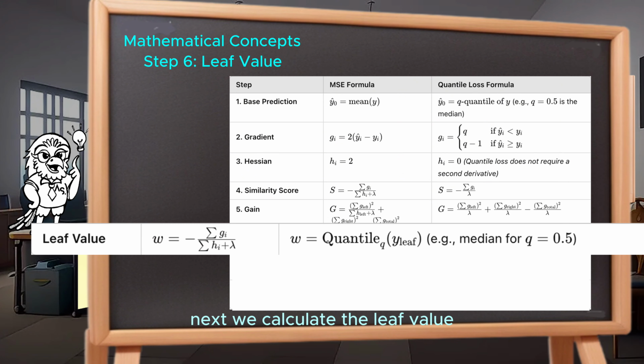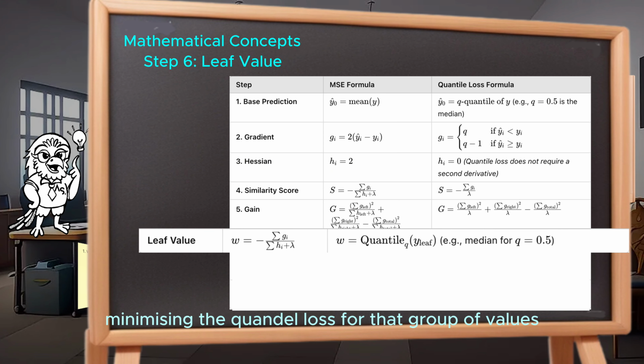Next, we calculate the leaf value. This is the correction made by each leaf in the tree. For MSE, again, gradients and Hessians come into play. In the case of quantile loss, the leaf value isn't calculated using gradients or Hessians. Instead, it's determined by the quantile of the target values within that leaf. This approach ensures that the prediction aligns with the chosen quantile, directly minimizing the quantile loss for that group of values.